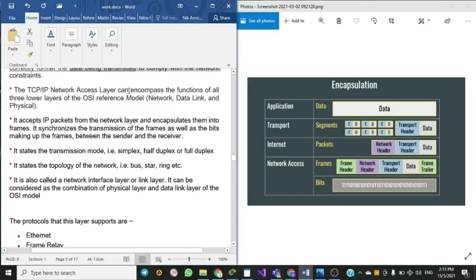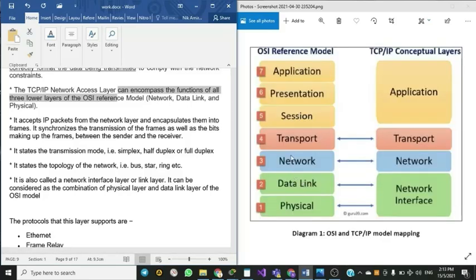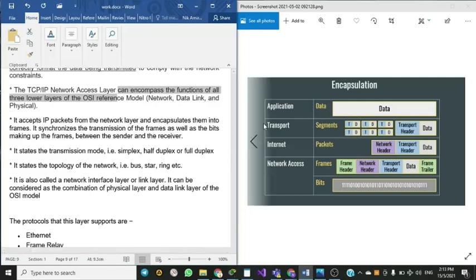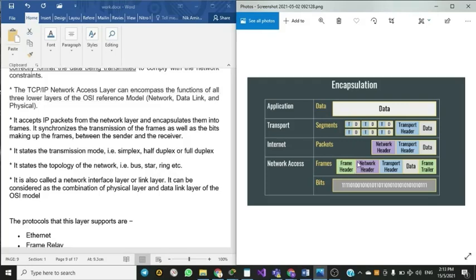It also encompasses the functions of the three lower layers of the OSI reference model, that being network, data link, and physical. It accepts IP packets from the network layer and encapsulates them into frames. Here you can see we have a header and also a tail, or trailer, to make them into frames.